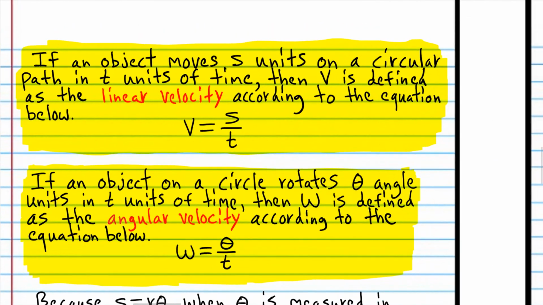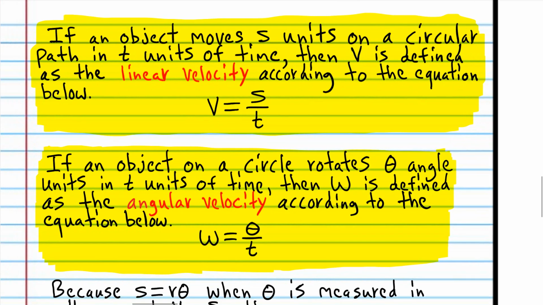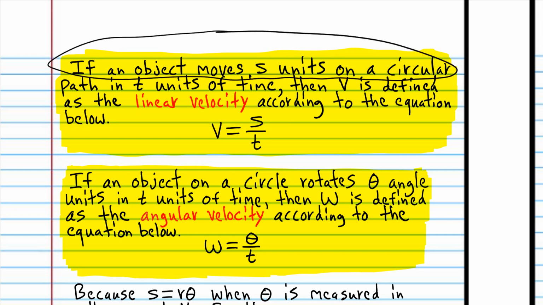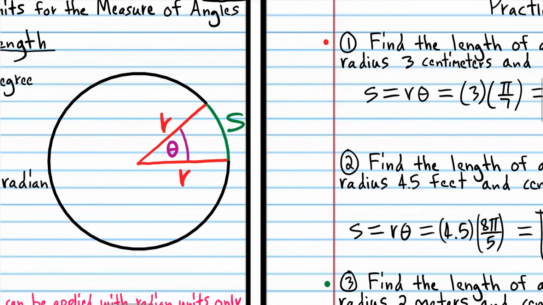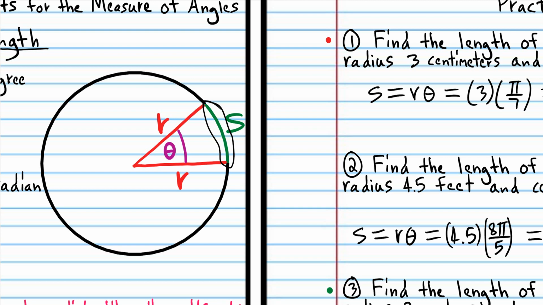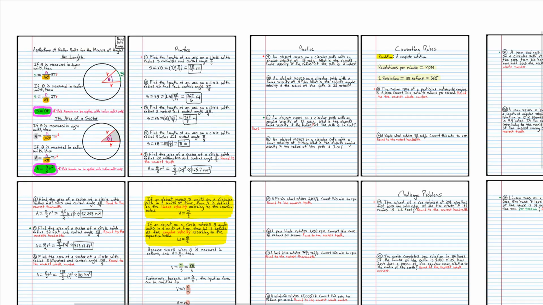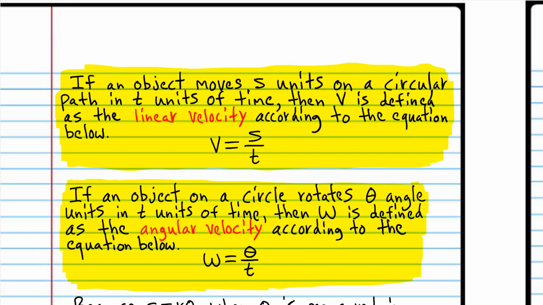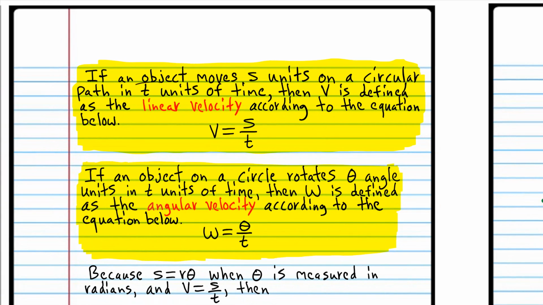Okay, so we need to define some variables here. If an object moves s units on a circle, so for example, if an object moves this distance on a circle in a particular amount of time, and we call that time t, then v is defined as the linear velocity according to this equation here.